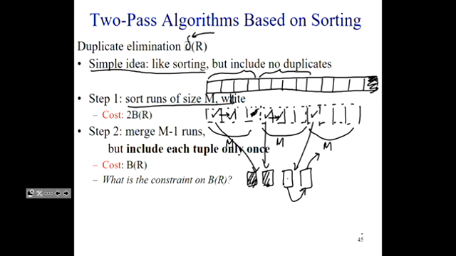The second step is you merge m minus 1 runs, and then you include each tuple that you found and place it in the output buffer. And then you keep doing this as you process these runs, and it's like a merge sort. Once you're done processing all of the blocks, you flush the last output block to disk. So the question for you folks is, what is the constraint on the number of blocks that you need?